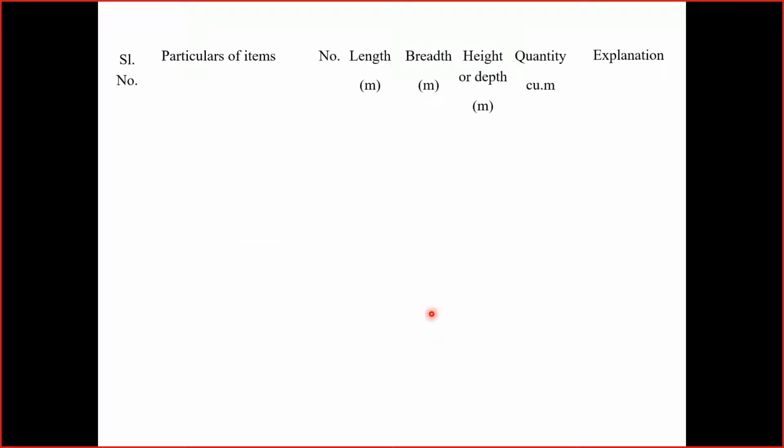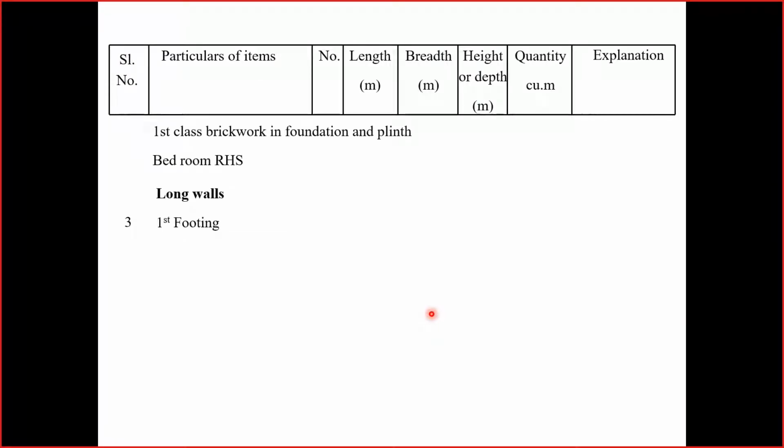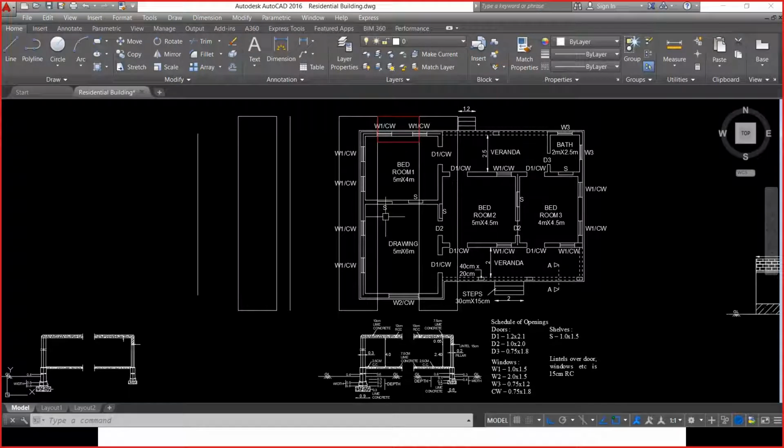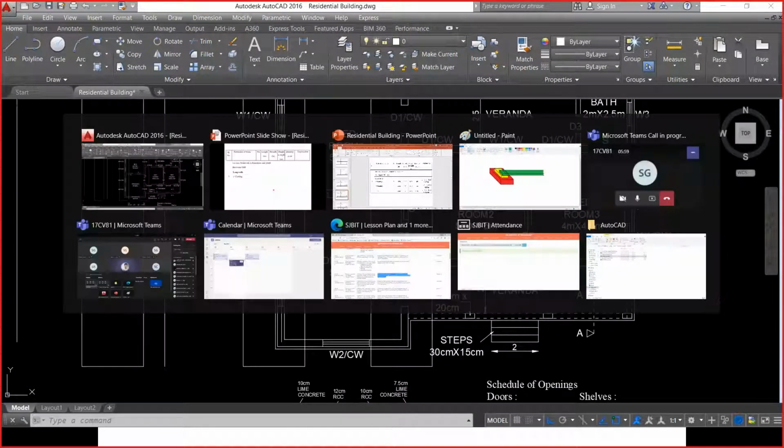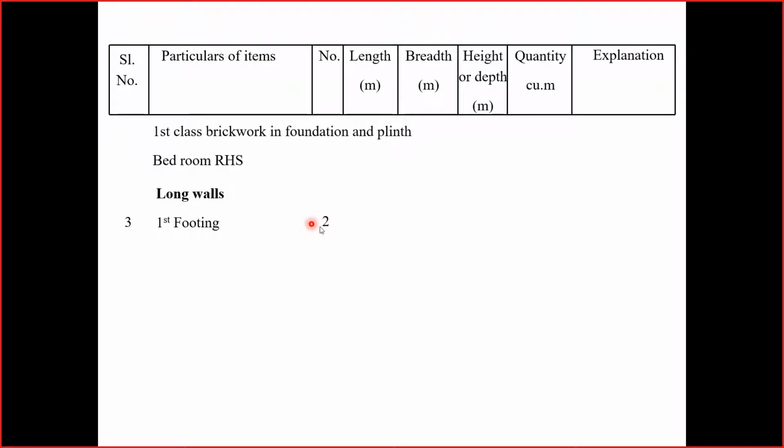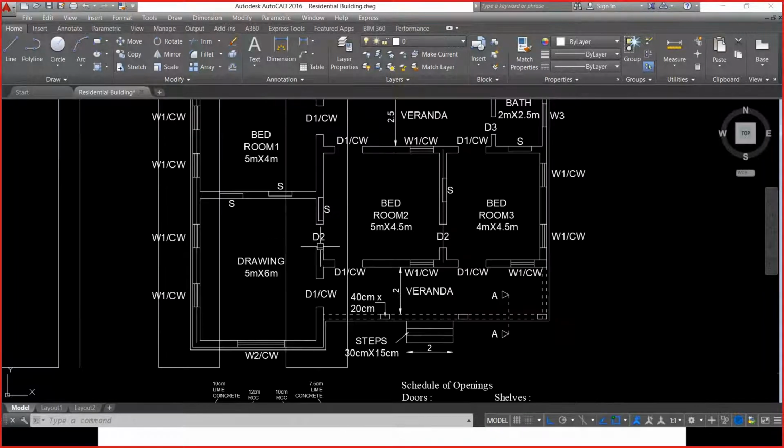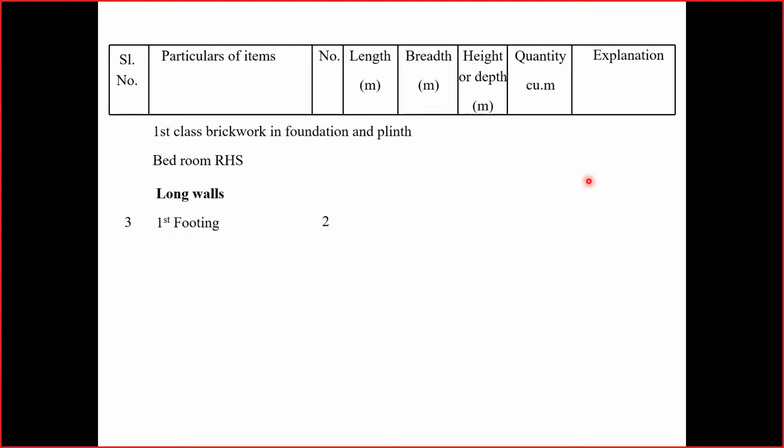Moving on to the next area, the bedroom on the right hand side, bedroom number 2 and bedroom number 3. So for the first footing, there are two numbers of long walls. This is long wall 1 and this is long wall 2. We have two such numbers.